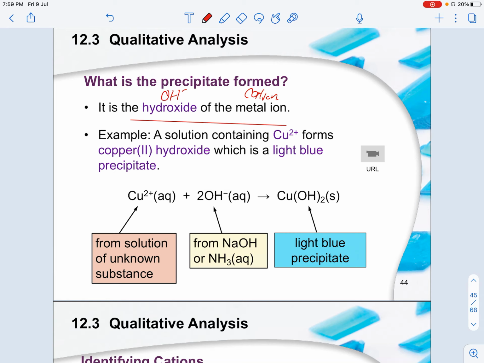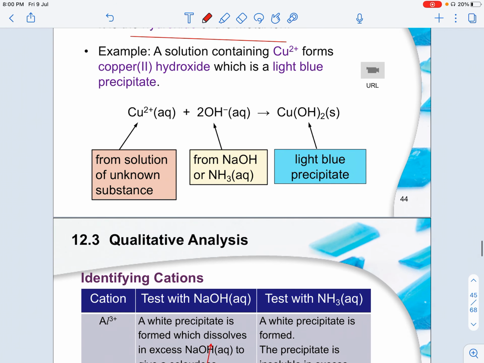So both of them. Aqueous ammonia is not NH3. That's not the chemical formula. Aqueous ammonia is the combination of water together with ammonia gas. Okay, so over here, this is where we can see the color change from an unknown substance. You actually add either aqueous ammonia or sodium hydroxide to produce your light blue precipitate.